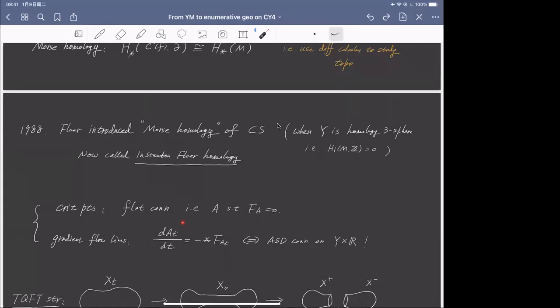If you take a derivative, then this becomes the star of these curvatures. So surprisingly, this has connections to anti-self-dual connections on four manifolds. In fact, this is exactly the anti-self-dual connection equations on these three manifolds cross R. So this is four manifolds. So in a way, Floer's theory and Donaldson's theory have deep connections.